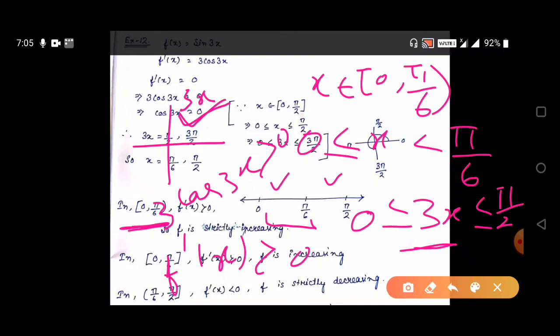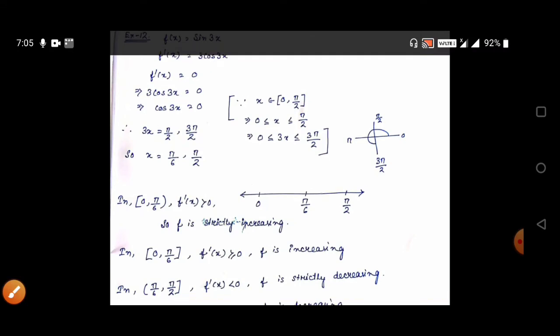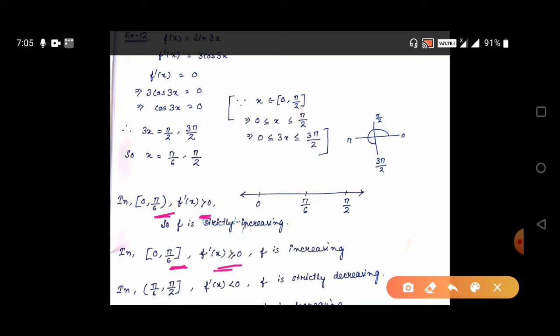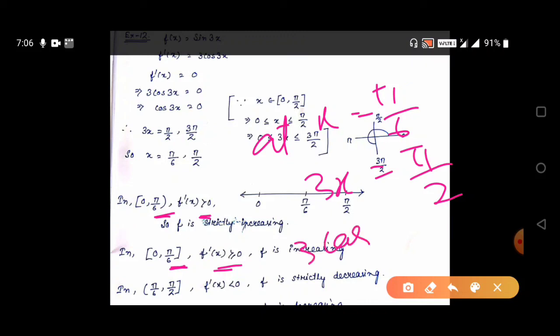That means strictly increasing. Why are we saying strictly increasing? Because here we have the open interval and only greater than, not greater than or equal to. But in our question we have to find only increasing. Whenever the question asks whether it is increasing or decreasing, we have to close the interval and use greater than or equal to. Because at x equal to pi by 6, that means 3x equal to pi by 2, 3 cos 3x is equal to 0. So it is greater than or equal to 0.